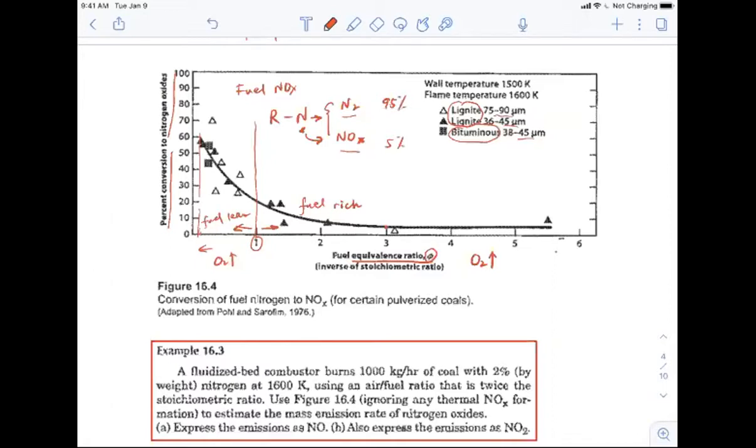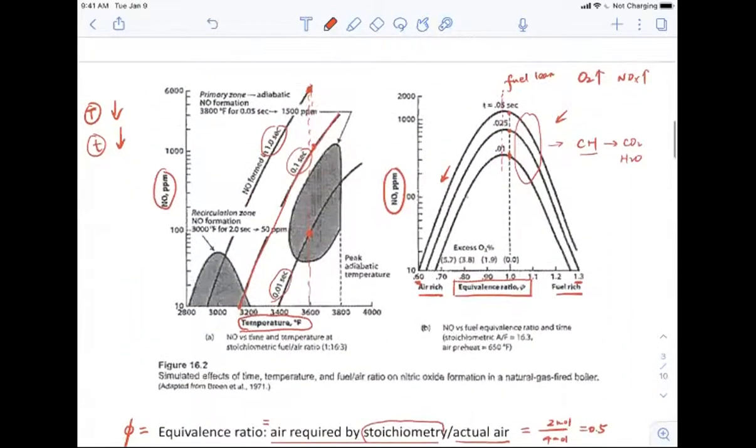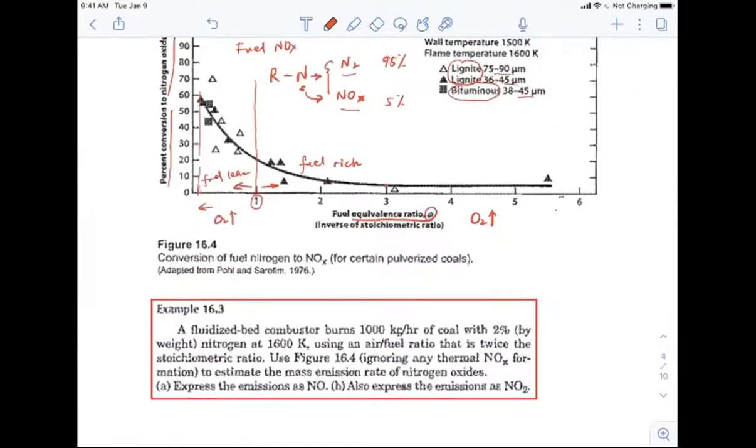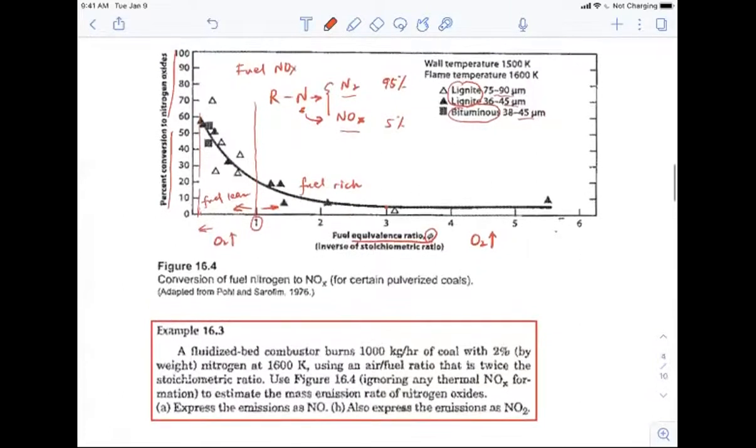So basically, right now we have one more parameter. In order to reduce the NOx formation, we should decrease the temperature, and we should decrease the time. But actually, if we decrease the oxygen, we could also reduce NOx formation. All right, so these are the three parameters. Here I also have an example problem that we can use to practice this with this curve here.